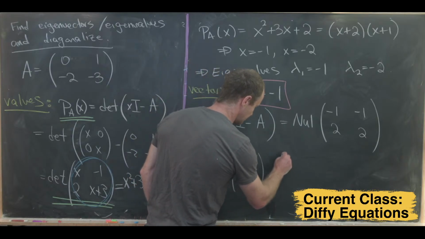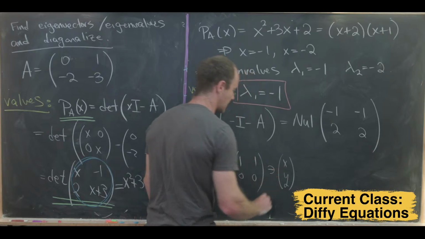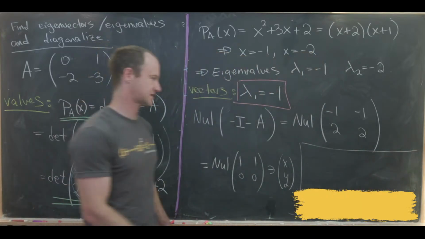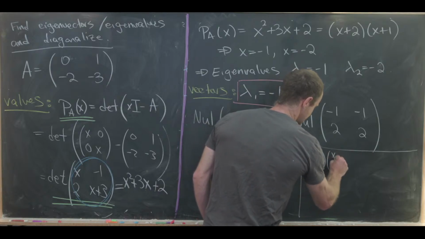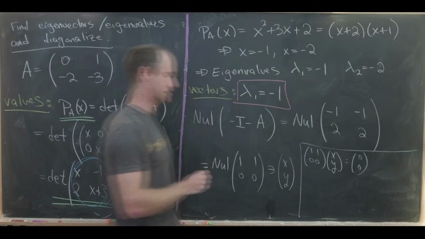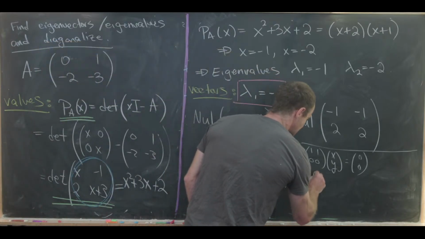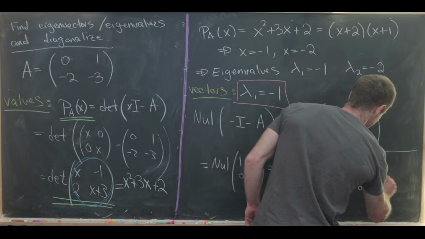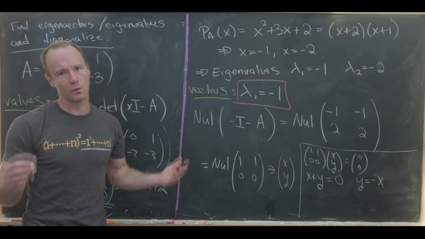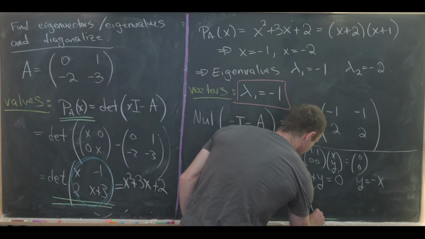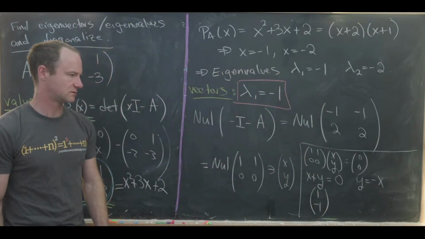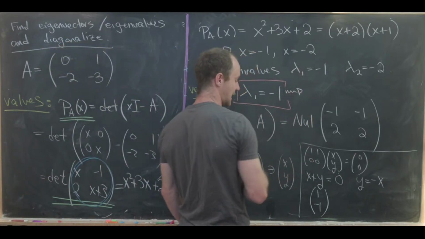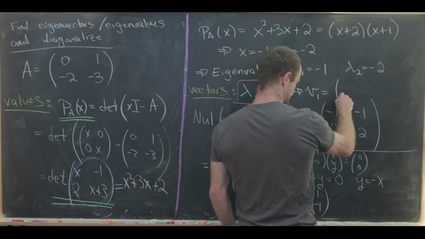So now let's take a vector, let's call it xy, and say our vector is inside this null space. Being inside that null space means you're annihilated by the matrix. So 1, 1, 0, 0 times xy is equal to the 0 vector. That gives us an equation, x plus y equals 0, which tells us that y equals negative x. Then x is a free variable, depending on how you want to do it. That gives us a vector of 1, negative 1, just by choosing x to be 1. So the eigenvector associated to negative 1 is, we'll call it v1, which is 1, negative 1.